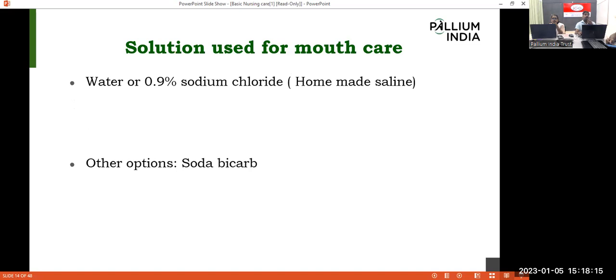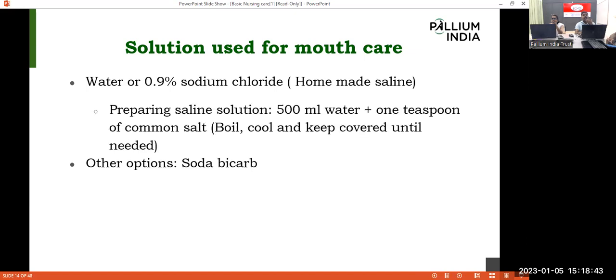Then for this oral care, we need some solution also. Mainly we are using two types of solution. First of all, water or sodium chloride. Mainly, commercially available 0.45 to 0.9 percent sodium chloride, normal saline, we can use. But in a home setting also, for this type of care we can educate the caregiver, so we can educate them how to prepare the homemade saline.